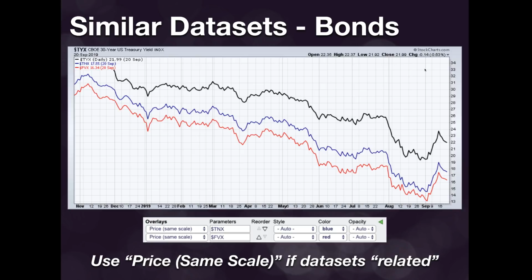Typically, price same scale is not used. This situation is kind of special. Most of the time, there's not a relationship between the 2 different ticker symbols that you're looking at, and so you use the price indicator and you know that they're on different scales. But if you want to force them to be on the same scale, price same scale will do that. So you want to make sure to use price same scale if the data sets are related in any way.